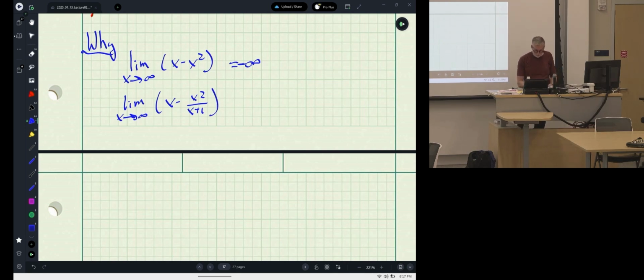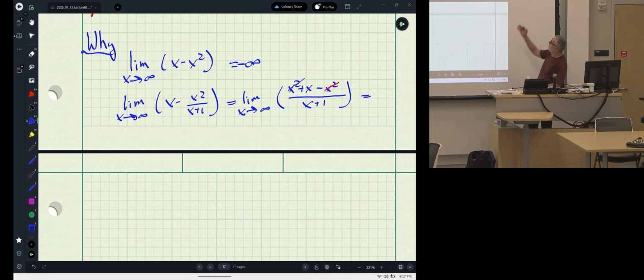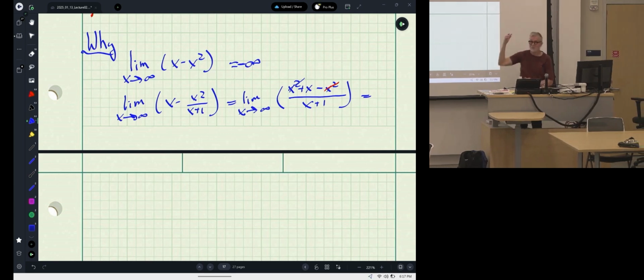What is that? Well, I'll do my trick of putting things over a common denominator. Multiplying by x plus 1, I get x squared plus x minus x squared. These guys cancel. And so what's the limit of x over x plus 1? 1.